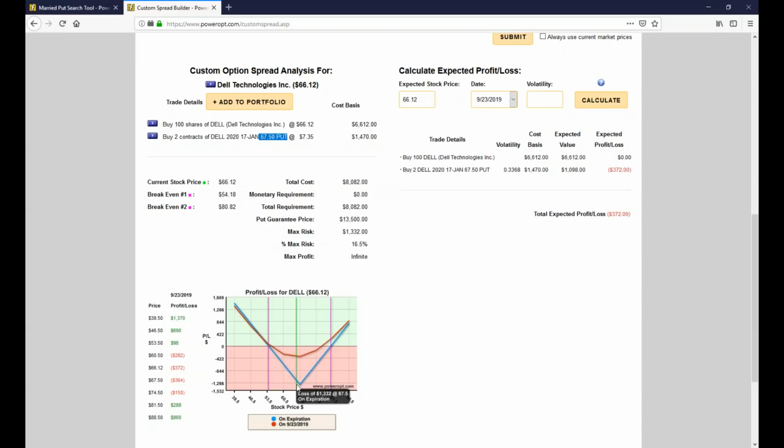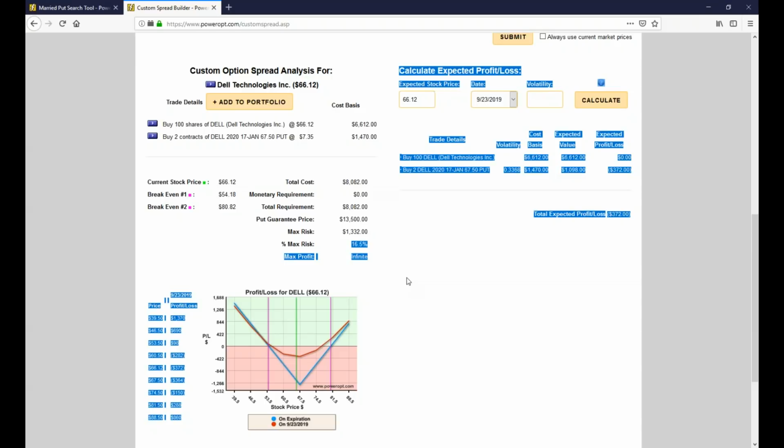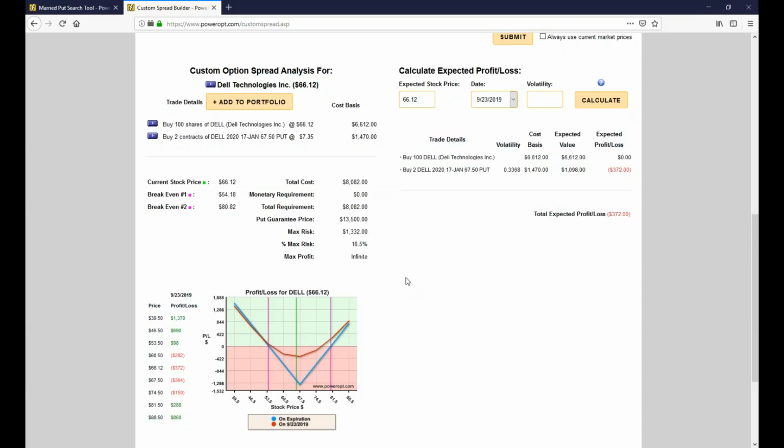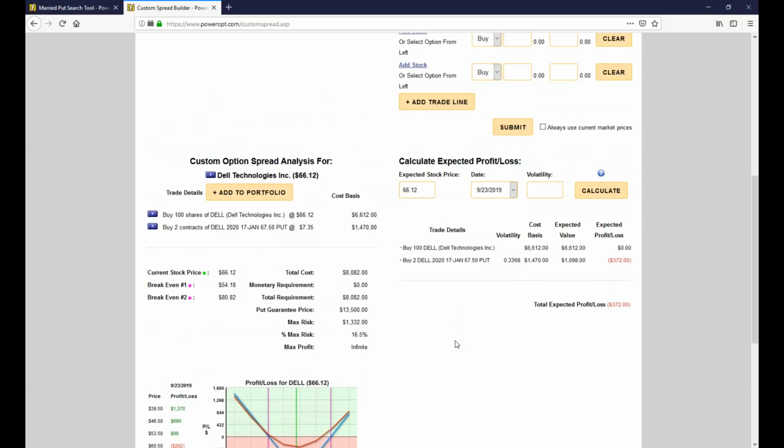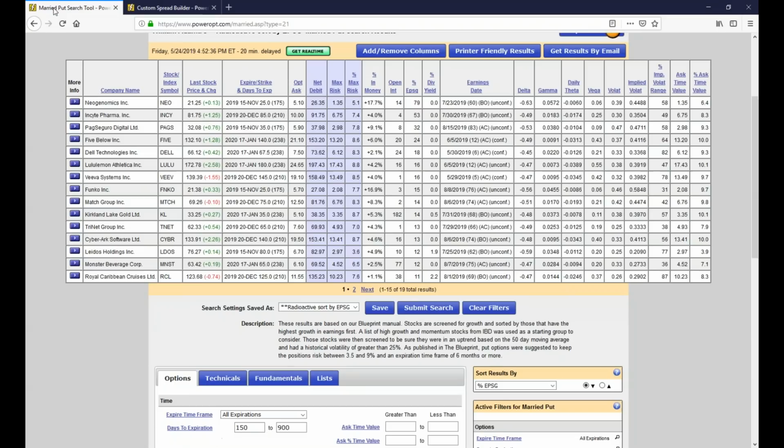If I do the same thing here, if I hold it all the way to January expiration, make no adjustments, and the stock's still at 67.50, I'll lose $1,300 or 16.5% of the total investment. It's too high. But in this case, since we have time on our side, why did I pick Dell? Because the earnings are coming out. Oh, I could have picked Viva. They're in 5 days. Dell, the earnings are in 6 days. All right, so on 5/30, 6 days away.